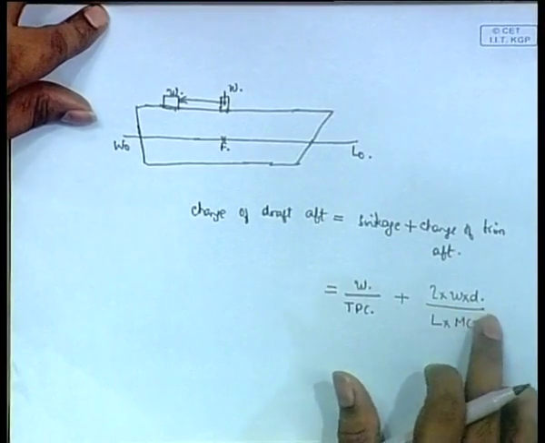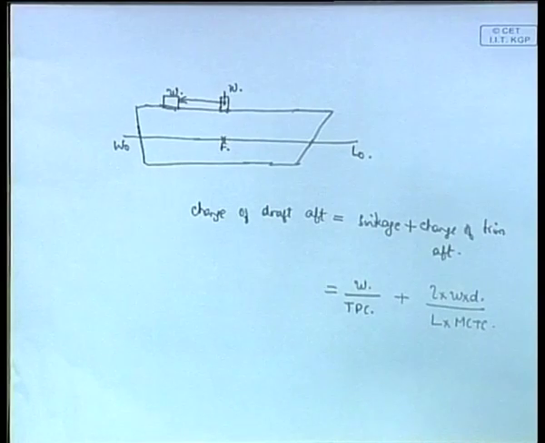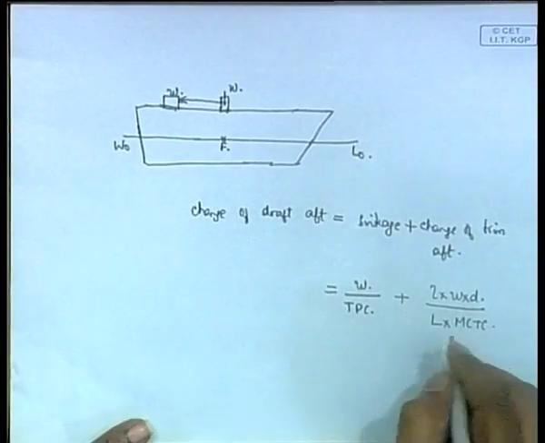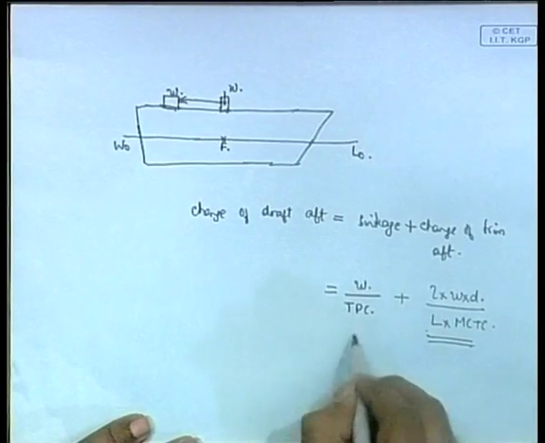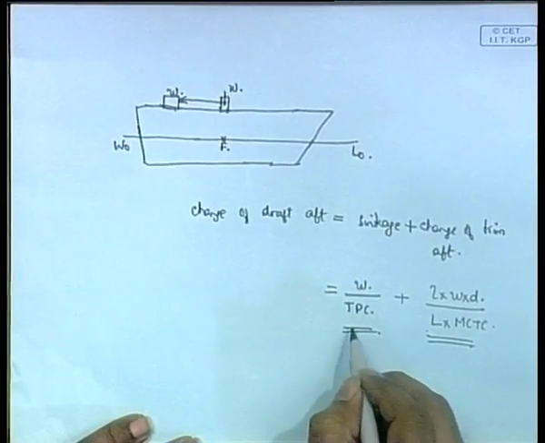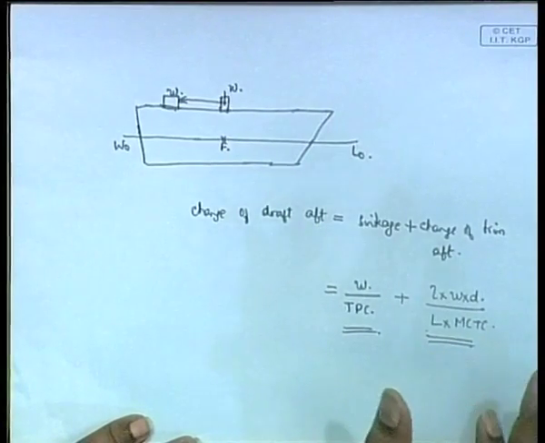So, L into W into D divided by L into MCTC, this formula is the change of trim aft and this is the sinkage. So, this will give you the final draft aft. So, this formula is to be kept in mind.